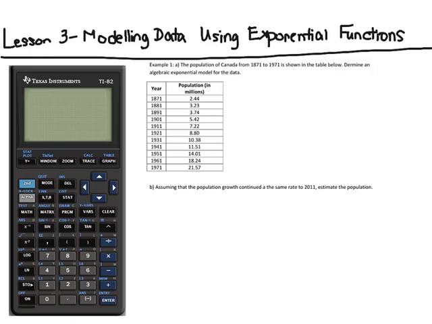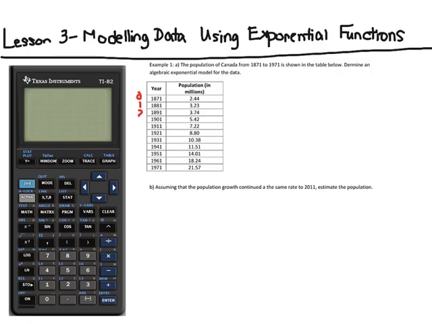The population of Canada from 1871 to 1971 is shown in the table below. Determine an algebraic model for the data. For our x's, we're going to go in groups of 10. So this is 0 groups of 10 because it's starting at 1871.